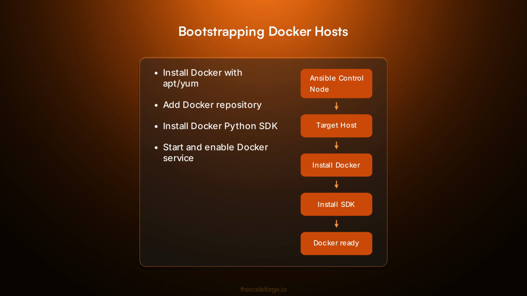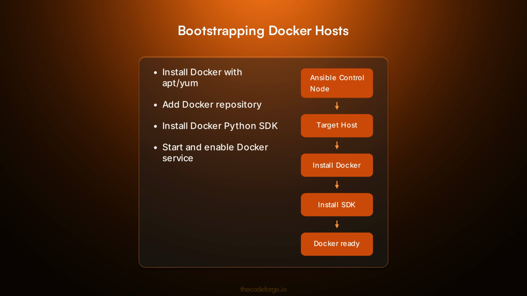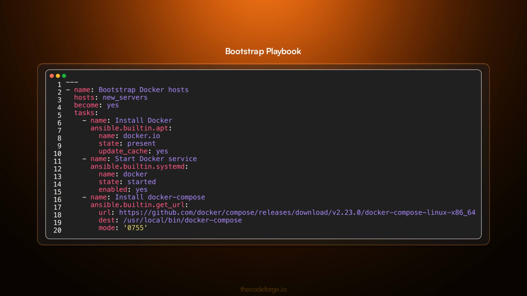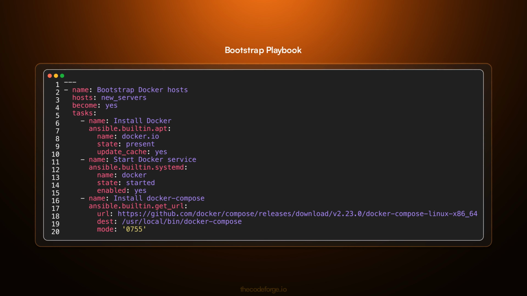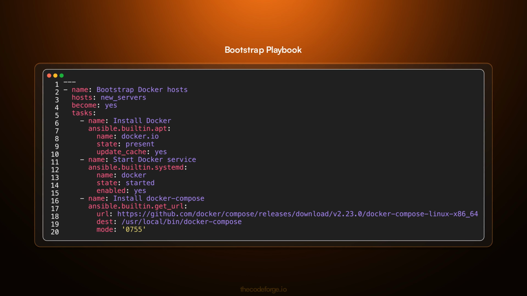To manage Docker with Ansible, you first need Docker installed on target hosts. Use Ansible to add the Docker repository, install Docker packages, and install the Docker Python software development kit. Always ensure the software development kit is installed after Docker. This playbook installs Docker on Ubuntu using apt, starts the service, and installs Docker Compose. For production, consider using the official Docker install script or a custom role. Always install the Docker Python software development kit with pip to avoid module failures.